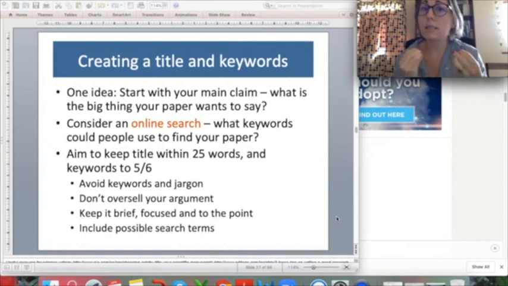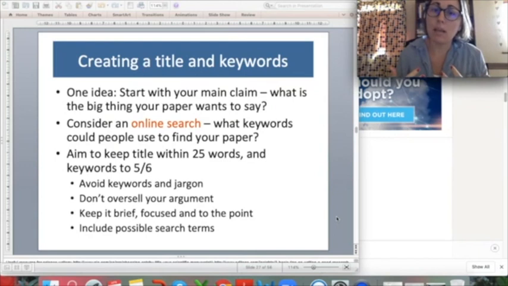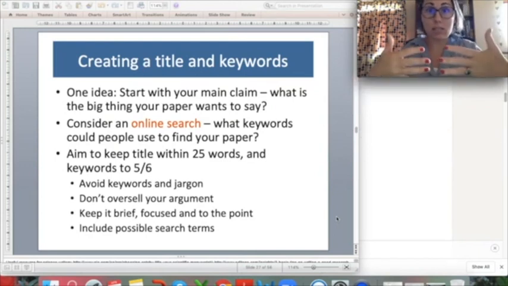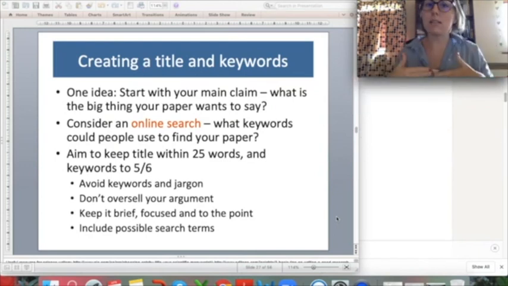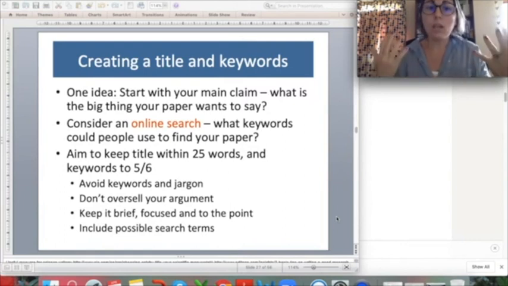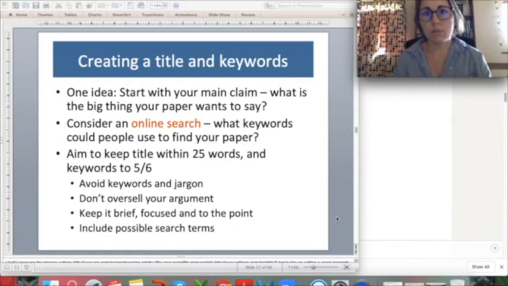Somehow that needs to be captured in the title so that the title is a reflection of what's in the paper, and the expectation that the title sets up is met by what the reader then encounters in the paper that you're writing. Consider an online search. What keywords would people be typing in that might lead them to your paper? What might you expect to type into a Google Scholar search or an EBSCOhost search that would return your paper?